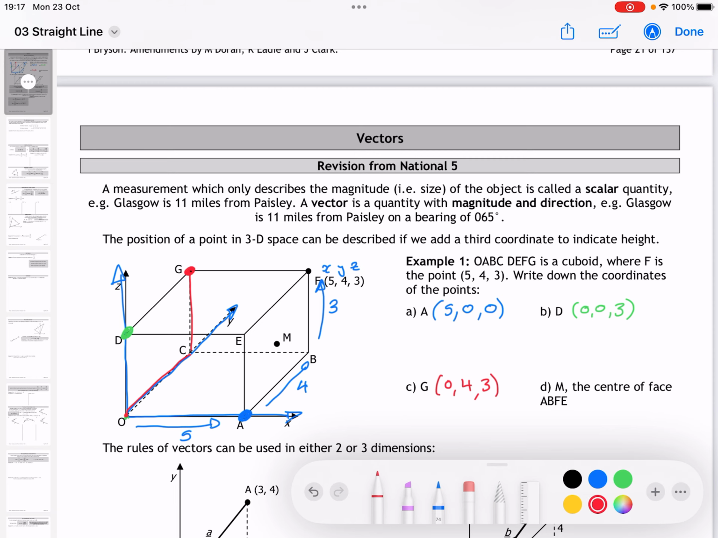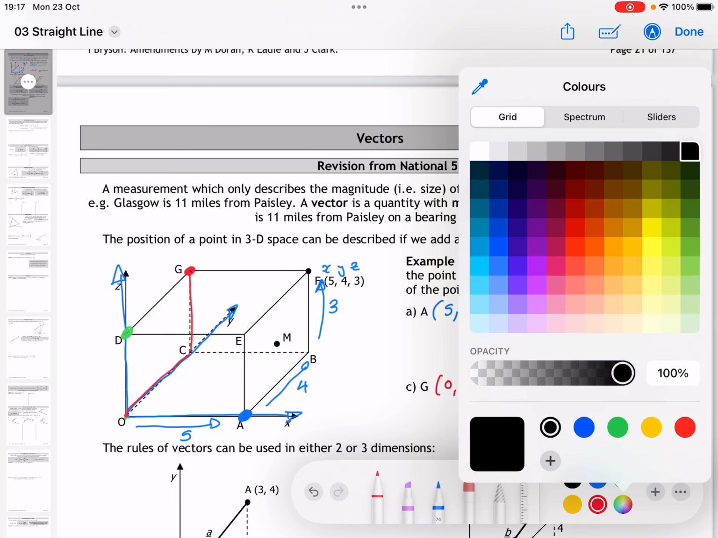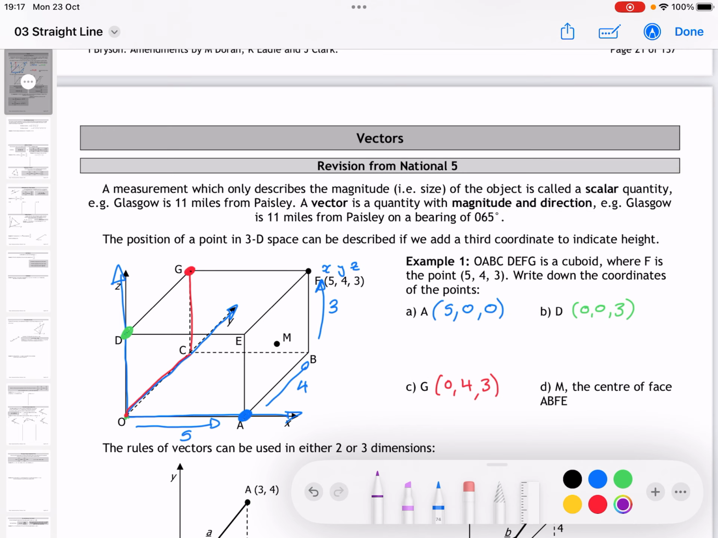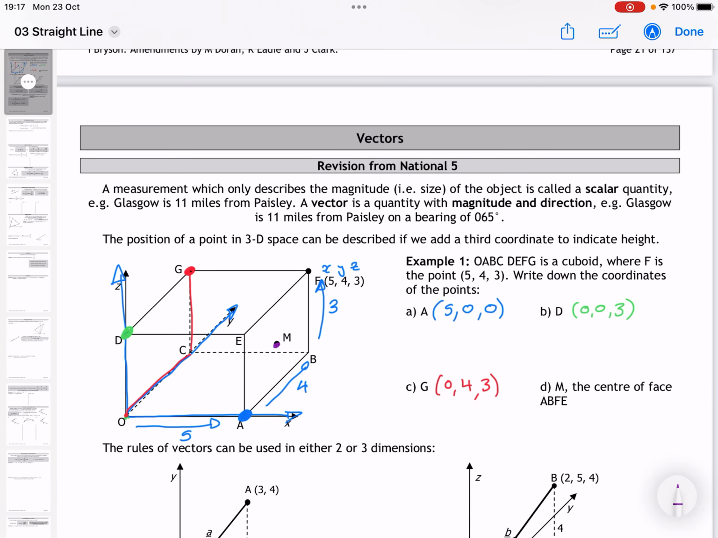Now, next one. Let's go purple. For M, which is the centre of the face ABFE, we go along 5, we're going back half the distance, and then we're going up half the distance. So half of 4 is 2, half of 3 is 3 over 2, or 1.5. I'd rather a fraction than a decimal. Just saying. Okay?